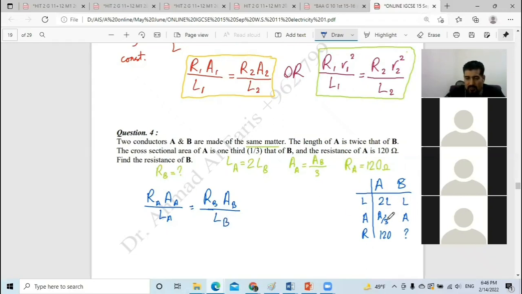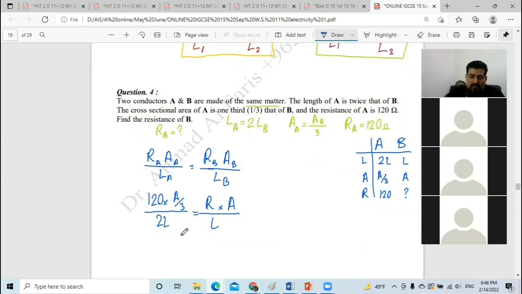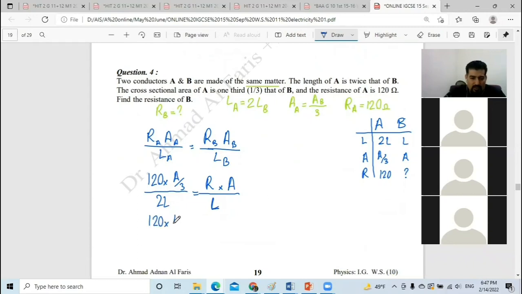I will substitute these values from this table. The resistance of wire A is 120, times the area of wire A, which is area over 3, over the length, which is 2L, equals the resistance of wire B, unknown, R or X, times the area of it, A, over the length of it, L. So by cancelling A with A and L with L, what I will get is 120 times 1 over 3 over 2 equals R. By using a calculator, the resistance of wire B is 20 ohms.